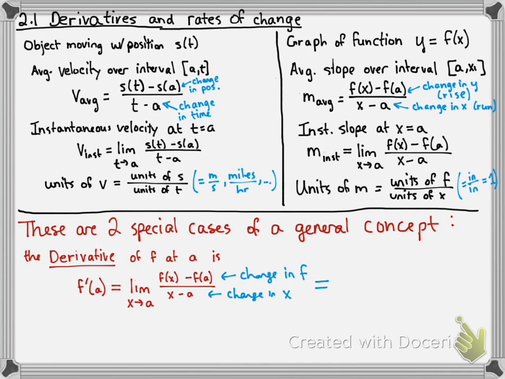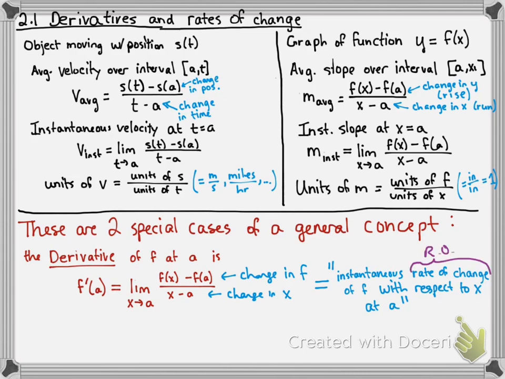And the words for this thing, other than the word derivative, is the instantaneous rate of change of f with respect to x at a. That's a lot of words. Okay, so the rate of change of f, that's what's changing, with respect to x, that's the independent variable changing. That's your time, or so on. At a tells you at what point we're looking at this rate of change. Rate of change sometimes takes a long time to write, so I'll write ROC.